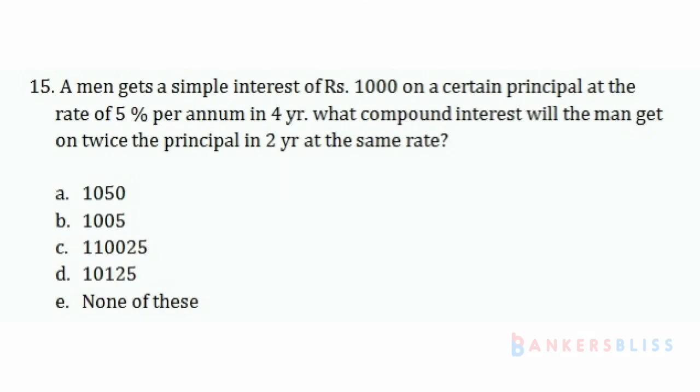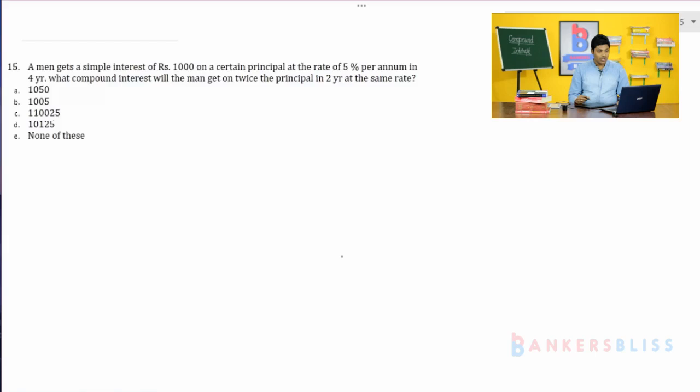Problem number 15. A man gets simple interest of rupees 1000 on a certain principal at the rate of 5% per annum in 4 years. What compound interest will the man get on twice the principal in 2 years at the same rate? Okay, so the conditions you have to analyze here: twice the principal, only 2 years, but the rate of interest will be the same.